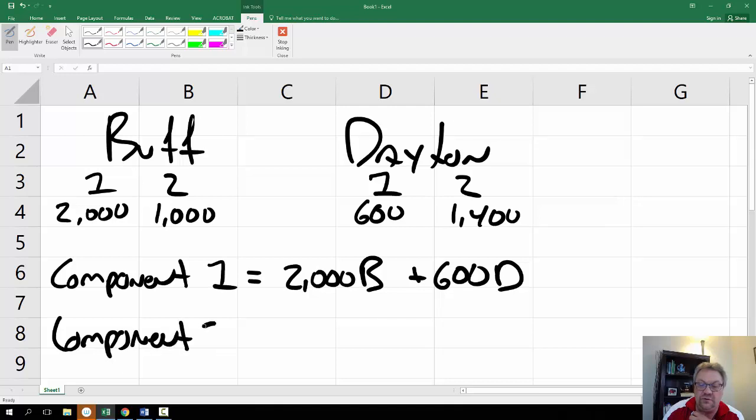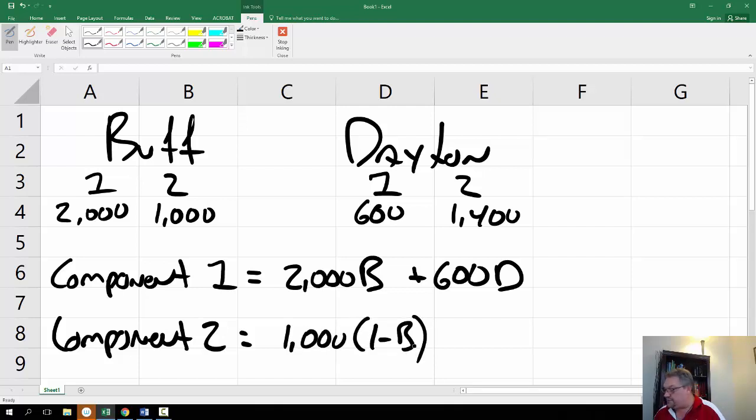component 2, well, this is going to be equal to 1,000 times (1 minus B), right? And your book gives you that example. If 60% of the Buffalo time is spent producing component 1, then 40% is used to produce component 2. And then similarly, we have 1,400 times (1 minus D).